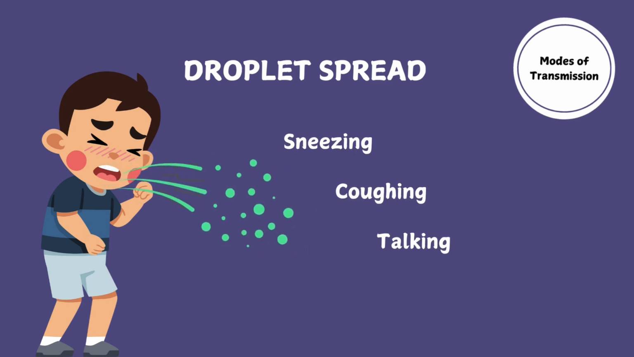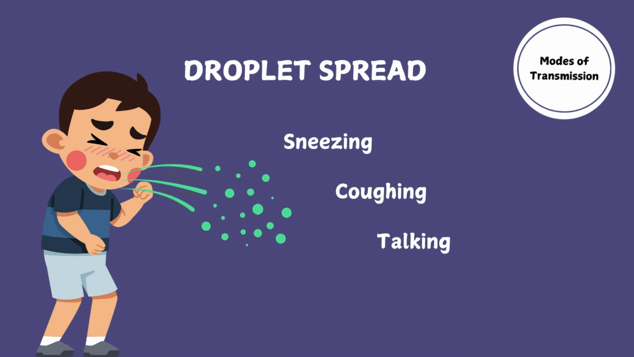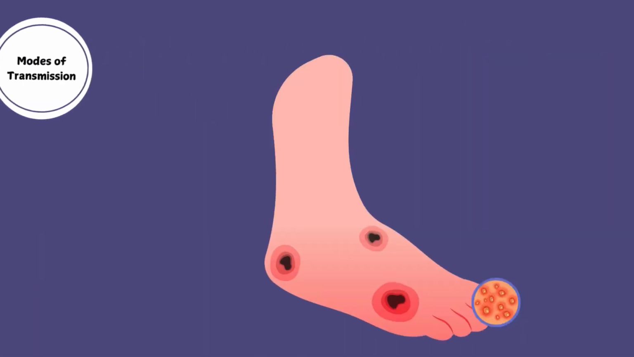Droplet spread occurs when droplets containing pathogens are expelled into the air through actions like sneezing, coughing, or talking. These droplets can travel varying distances before settling on surfaces or being inhaled by another person. While the exact range of droplet spread is debated, studies suggest it typically falls between 3 feet and 9 feet, depending on factors such as the force of the expulsion, the size of the droplets, and environmental conditions like airflow.